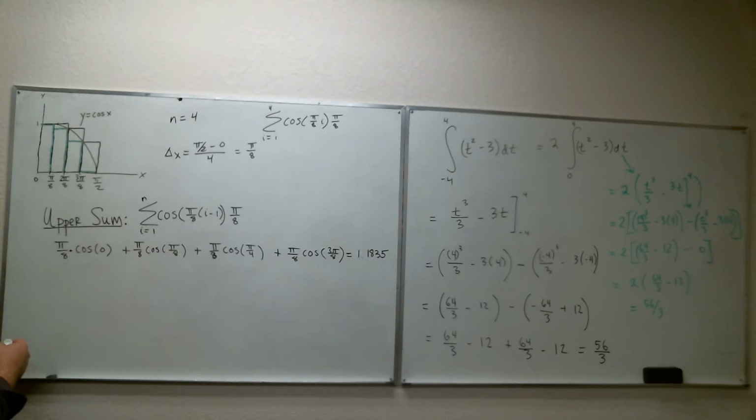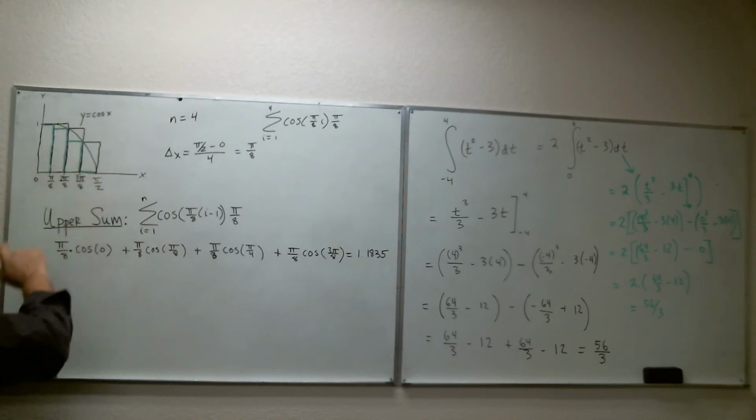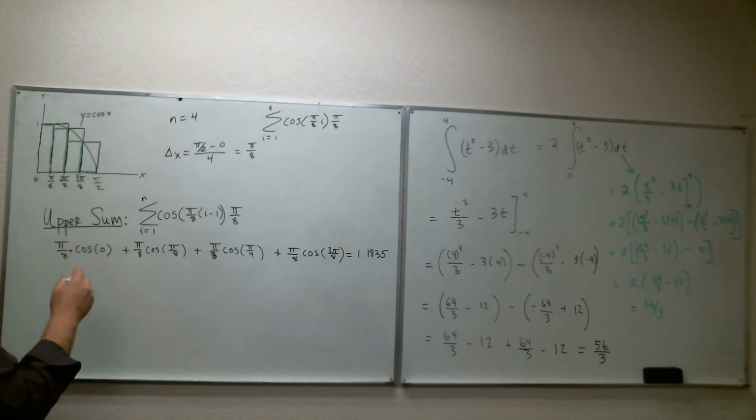Okay? So the first rectangle is almost exactly the same according to my picture. Now, this graph isn't perfect. But then clearly you have a lower sum here. So we're going to add those rectangles.